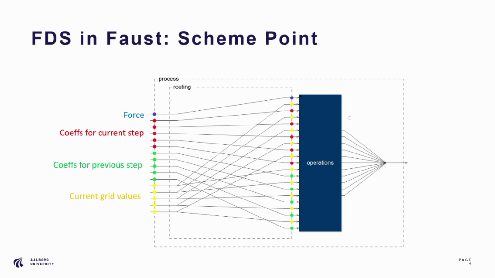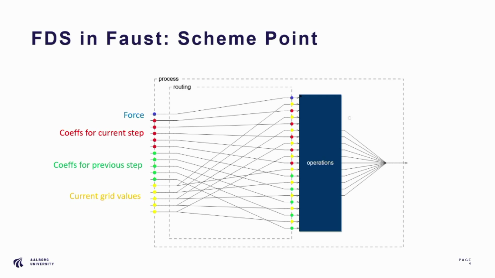Faust is a functional language, which means that common data structures one would typically use to represent the grid that you saw earlier are not available. Instead, everything is a stream of signals. So in the Faust FDS library, every part of the FDS, like the coefficients for the update equation, the force input, and the current grid value, all of that is represented as a signal stream. And the magic happens in how these signals are routed and combined into each other.